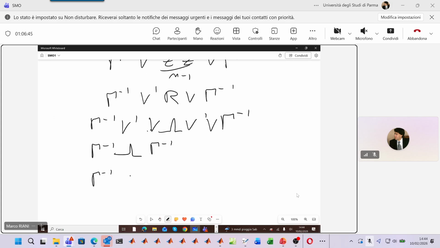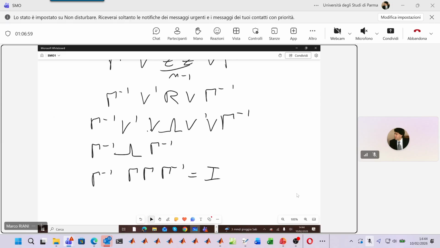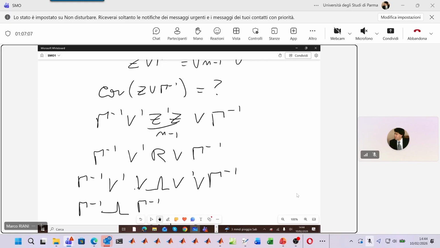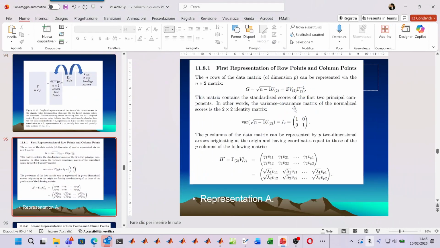Gamma to the minus 1 times gamma, times gamma, times gamma to the minus 1 is equal to the identity. Okay, because lambda is the square of the singular values. Right, and all of them are diagonal. Right, therefore this matrix U contains the standardized principal components. Right. Now, let us come back.